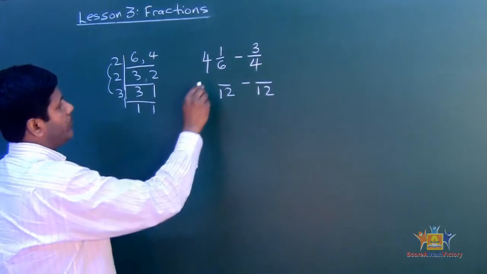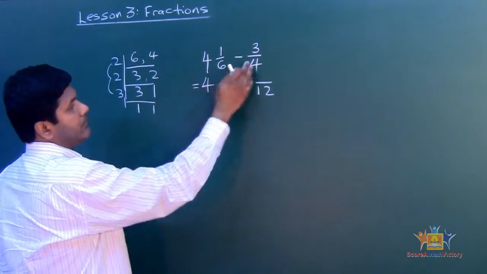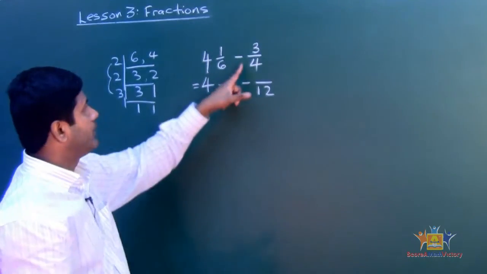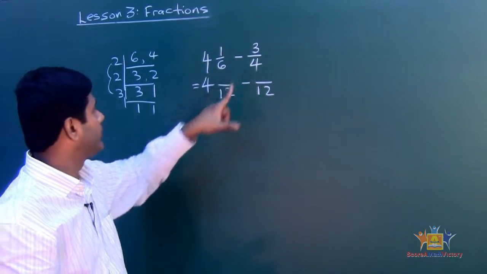Alright, so I'm going to bring the 4 down because I'm not subtracting with any other, I don't have another whole number to subtract with.